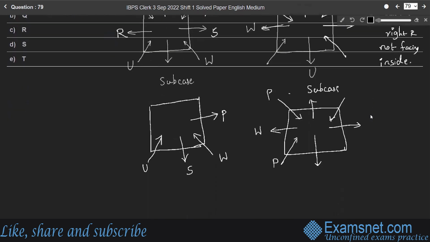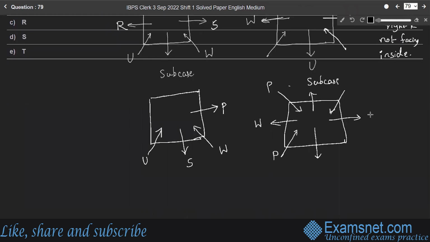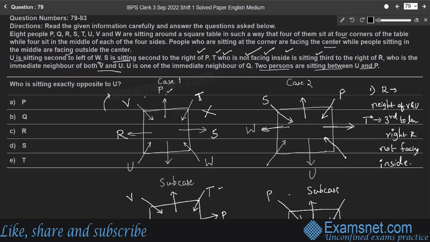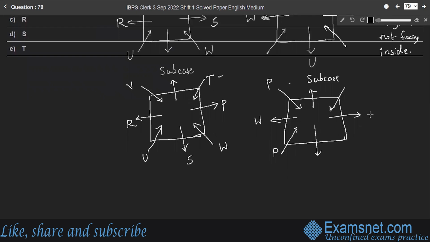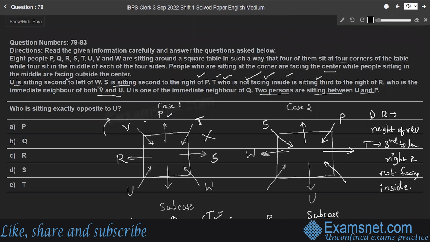Whereas in the subcase, R is the immediate neighbor of U and V. Therefore, R has to sit here. V has to sit, yes, at the top left corner. And third to the right of R means here. Again, T is not facing inside according to the given information. Therefore, subcase 1 will also be eliminated. So there is no need to consider case 1 and its subcase.